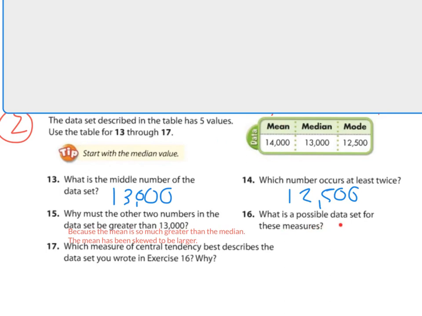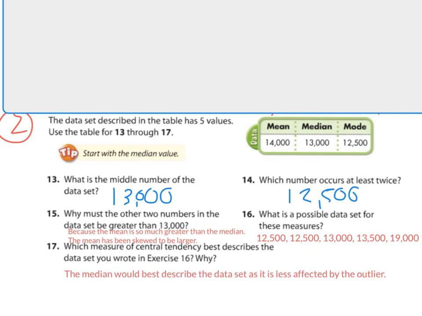What is a possible data set for these measures? This doesn't have to be perfect. You don't have to find the actual mean of the data set, but it could be something like this. This is a possible data set right here. Do you see these are really close? Here's the median, here's our mode, and then we have this outlier of 19,000, which raised the mean to 14,000. So which measure of central tendency would best describe this data set? What do you think? So our answer is the median would best describe this data set, as it is less affected by the outlier. Moving on in 3, 2, 1.